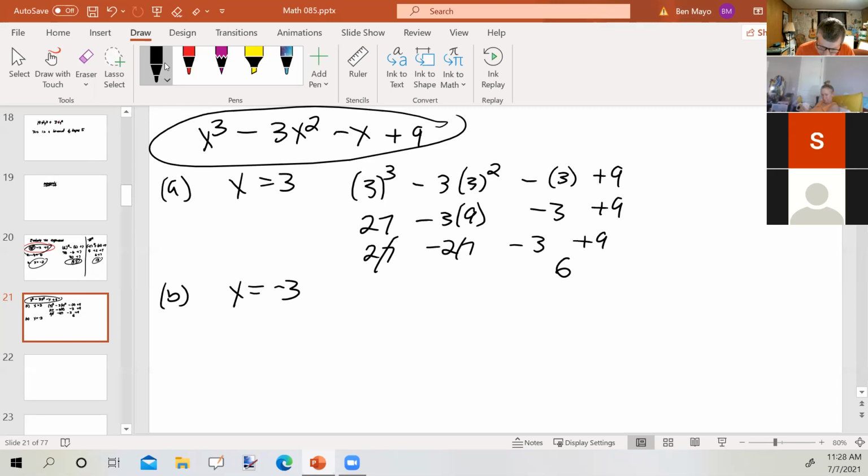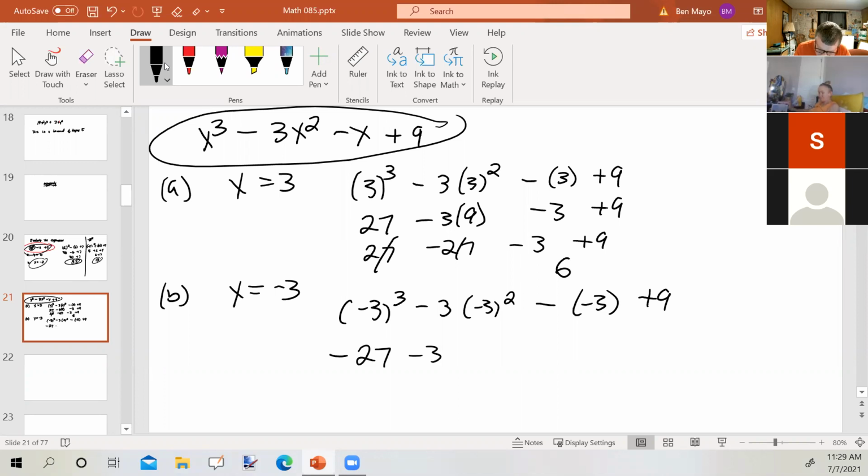Let's take a look at the value of the expression when x is negative 3. So now we have negative 3 cubed minus 3 times negative 3 squared minus negative 3 plus 9. Negative 3, the quantity cubed, that's like negative 3 times negative 3 times negative 3. Well, if you're multiplying 3 negatives, an odd number of negatives, the answer is also going to be negative, isn't it? So this is negative 27 minus 3 times, but negative 3 times negative 3 is positive 9. Minus negative 3 is like plus positive 3 plus 9.